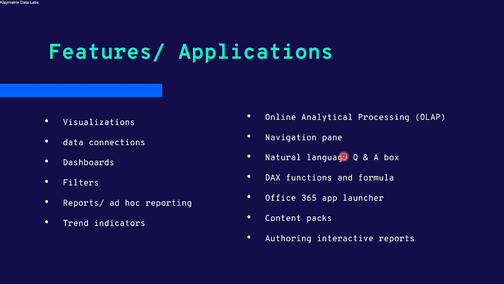There is something interesting, which is a Q&A box. So in Power BI, you can put a question like, where is my maximum sales coming from, or in which department maximum attrition is happening. All those can be done, right? So it's a semi AI kind of thing, if you want to call it that way.